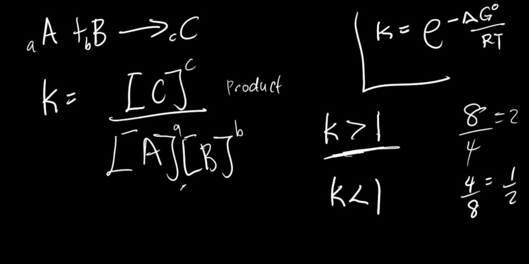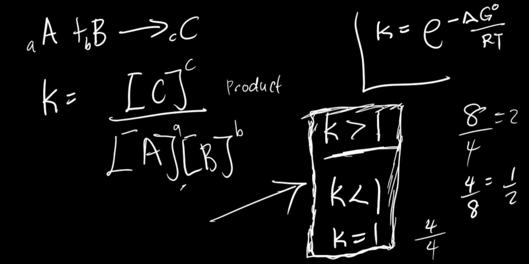And in a case where we have K equal to 1, so take for instance 4 divided by 4, it means that the reaction neither favors the formation of product nor the formation of reactants. Now, having established this relationship, let's take a look at how it plays out with regards to the free energy, the standard free energy change.